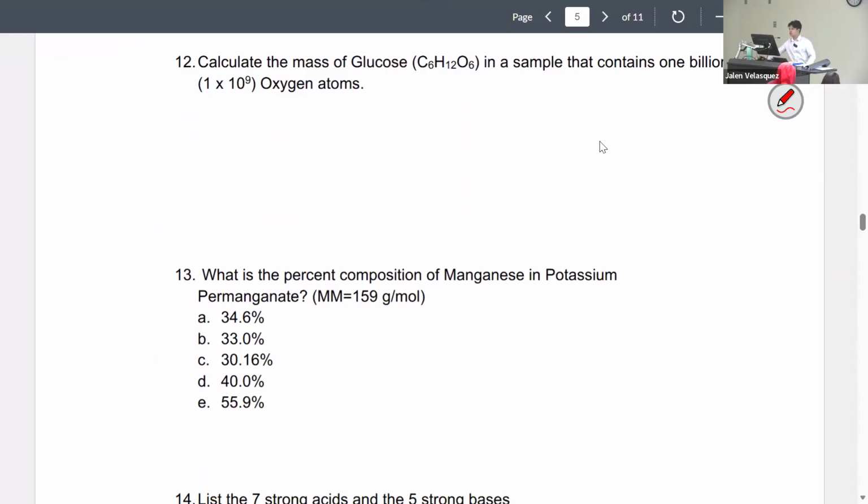All right, so number 12, read this one carefully. This says, calculate the mass of glucose. If you've taken biology, you know glucose is the sugar that plants make in photosynthesis. So it's C6H12O6. Calculate the mass of glucose in a sample that contains 1 billion, which is 1 times 10 to the 9, oxygen atoms. I'll give you a little bit to work through this. If you haven't gotten this, work with the people around you to figure this out, and then we'll go over it in a minute or two.